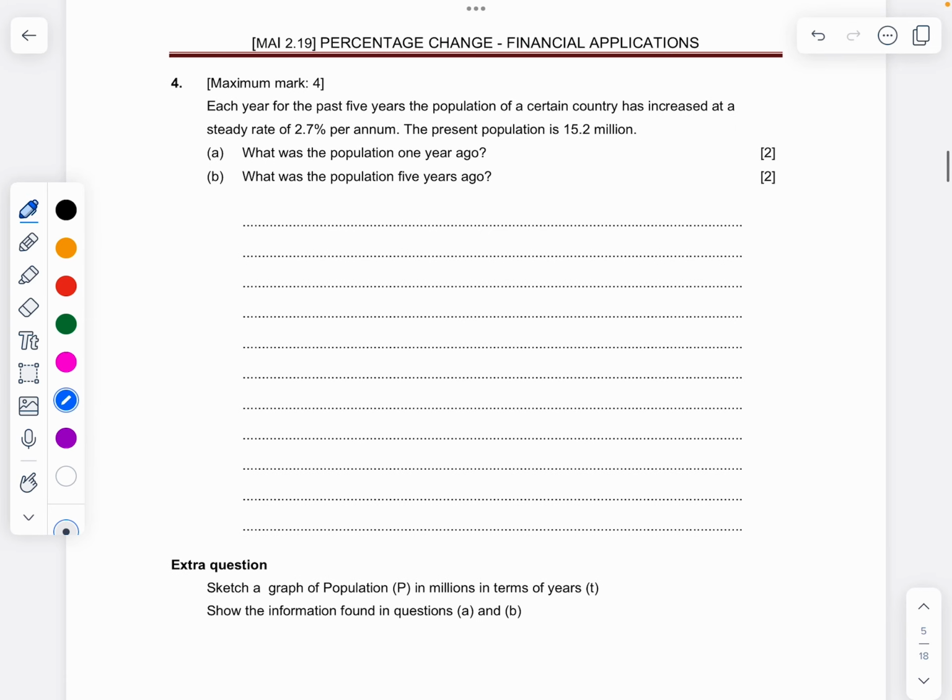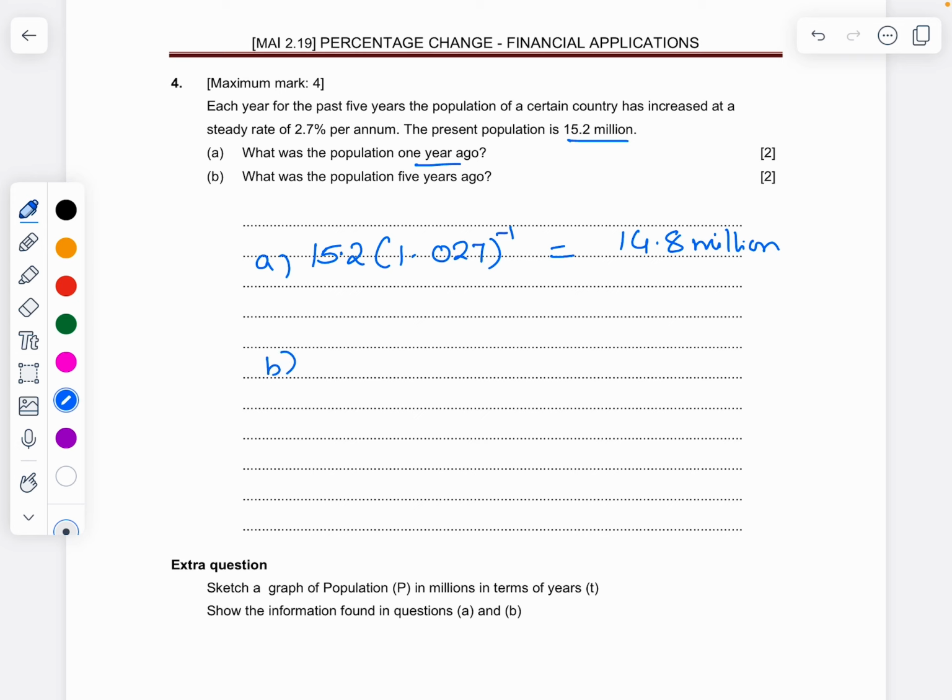Now question number 4. Each year for the past 5 years, the population of a certain country has increased at a steady rate of 2.7%. The present population is 15.2 million. What was the population 1 year ago? So 1 year ago, it is 15.2 times 1.027 to the power of negative 1. Simplify that, 14.8 million.